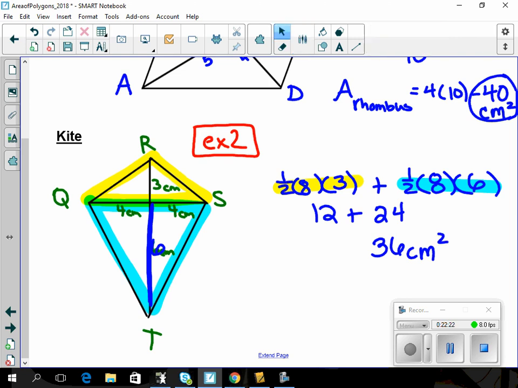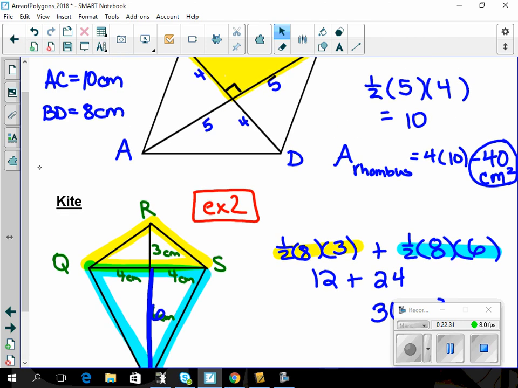Wow. All right, there's triangles. You've got to know how to divide them up, okay? So in rhombuses, you just find the area of one triangle, and you've got 4 of them. In a kite, you just divide it into the top and the bottom and add them together. That's all.